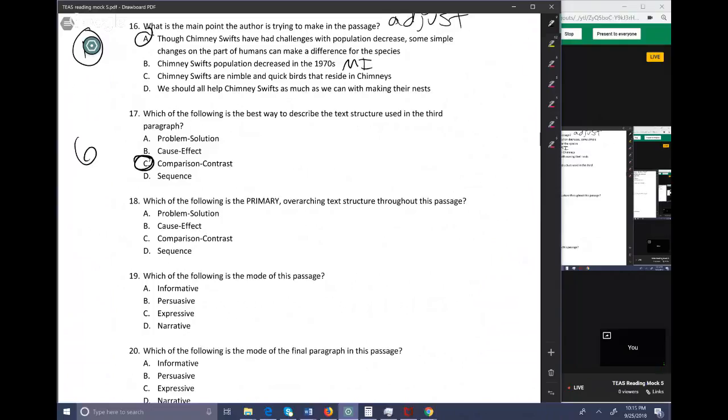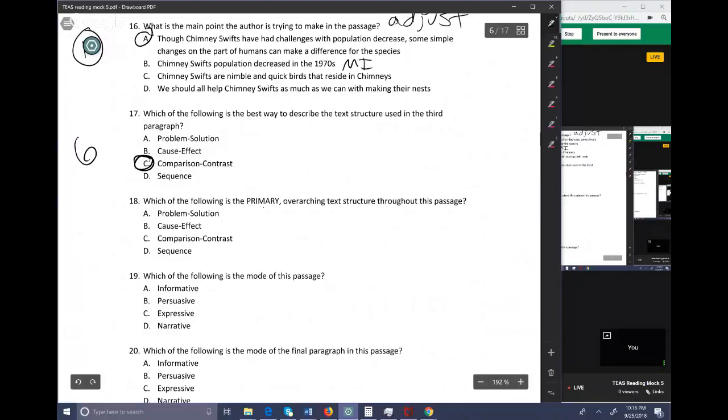So it doesn't have to be so rigid, like problem solution has to be one problem, one solution. Cause effect has to be a cause immediately followed by an effect. Compare contrast is exactly what it sounds like. You can just go back and forth, back and forth, back and forth. So that would mean that that paragraph was exactly what a compare contrast would look like.